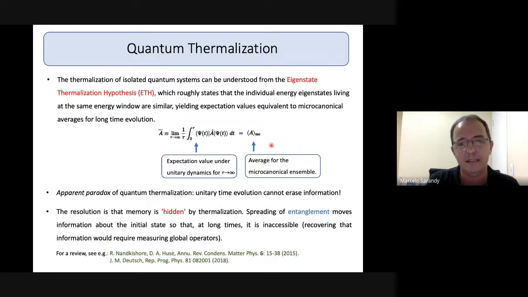This is a mechanism similar to what happens in decoherence in quantum mechanics. Here I have an isolated system, and each subsystem serves as an environment to the other subsystems, right? If I prepare a subsystem in some superposition state, as the subsystems start to interact with each other, we have spreading of entanglement, right? The superposition that was in the first subsystem, for instance, spreads to the others, we get an entangled state, and so at long times, the initial superposition is inaccessible for local operators. But the superposition is still there. We could recover it if we measure global operators, right? But if we are restricted to local operators, memory is apparently lost. But actually, it's hidden, right?